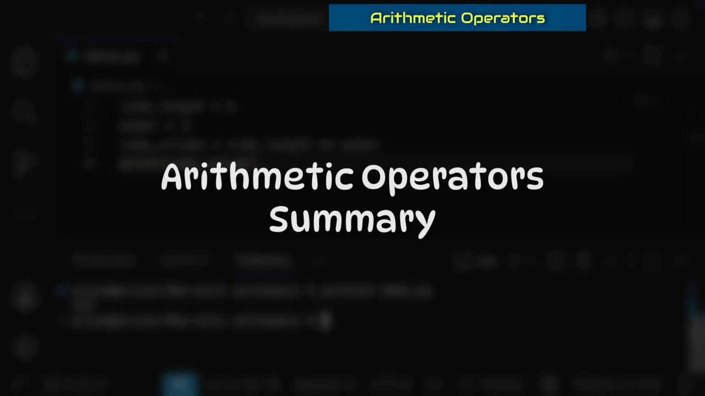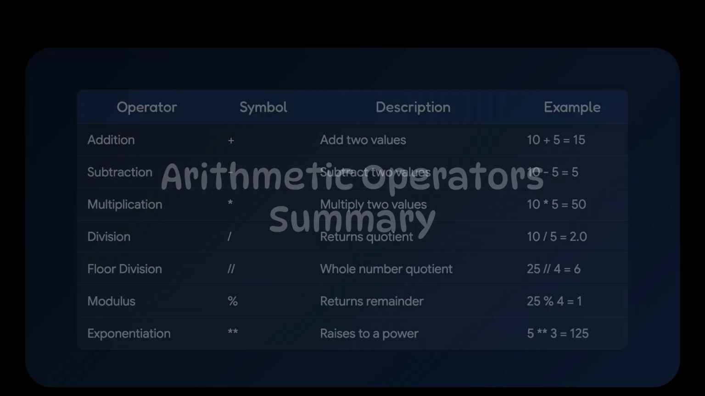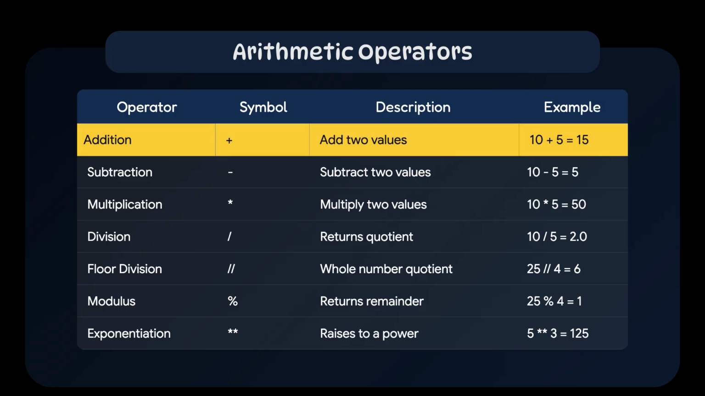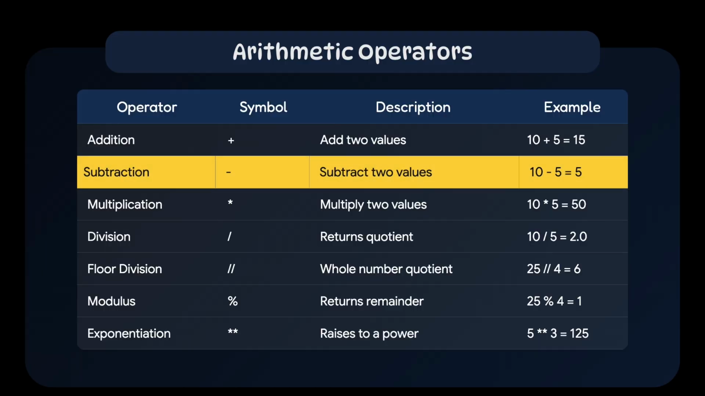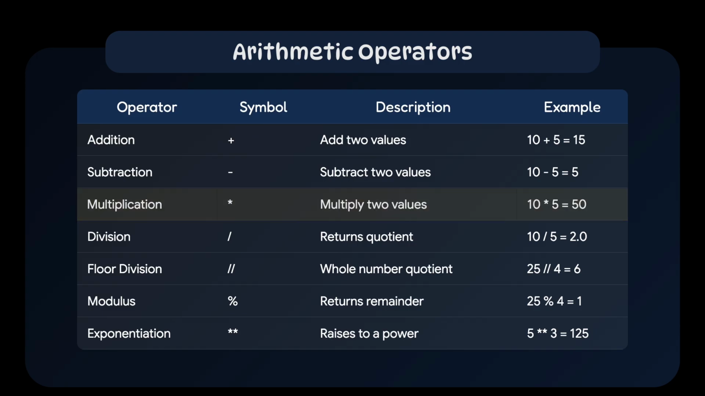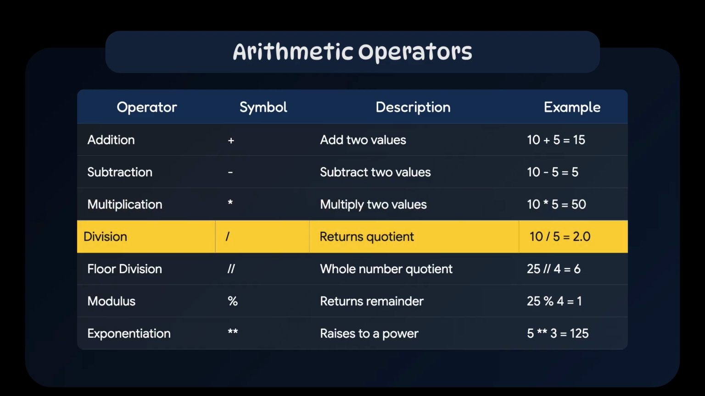Let us quickly review the arithmetic operators that we have learned. The addition operator, represented by the plus symbol, is used to add two values. The subtraction operator, represented by the minus symbol, is used to subtract one value from another. The multiplication operator, represented by the star symbol, is used to multiply two values. The division operator, represented by the / symbol, divides one value by another and returns the quotient as a floating point number.